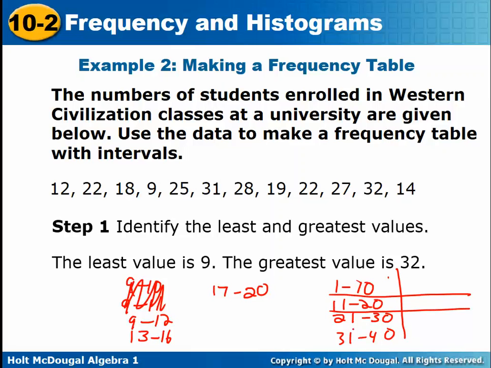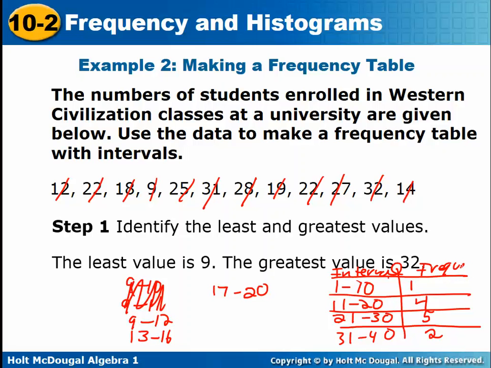And then over here, all we have to do is count how many are in each of those intervals. So from 1 to 10 there is just 1. From 11 to 20 there is 1, 2, 3, 4. So you put 4 here. If you have a lot of data, you might put tally marks here and then add another column with the sum of your tally marks. From 21 to 30, we have 1, 2, 3, 4, 5. And from 31 to 40, we have 1, 2. So here's our interval, and here is our frequency. That's a frequency table with intervals.